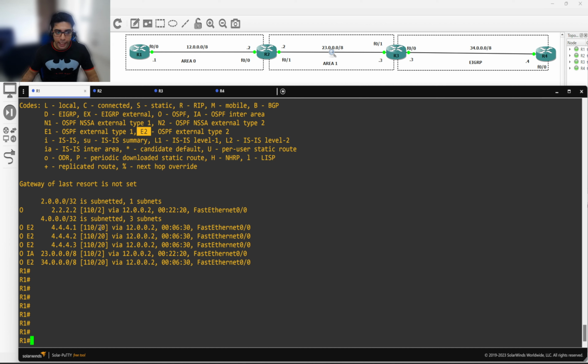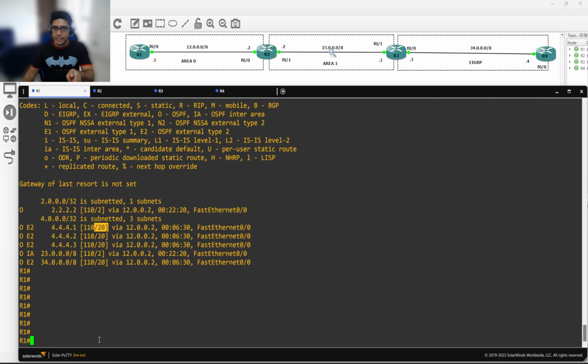Ideally it should have been 22, but because the default cost is E2, it says 20 rather than 22. But does it really have a 20 cost? No. Inside R1, it knows the external cost is E2, and that's the default behavior. But my cost to reach the external network will obviously not be 20. It is going to be higher than 20. R1 already knows it, but in the routing table, it does not show that.